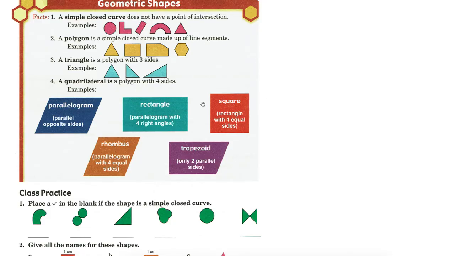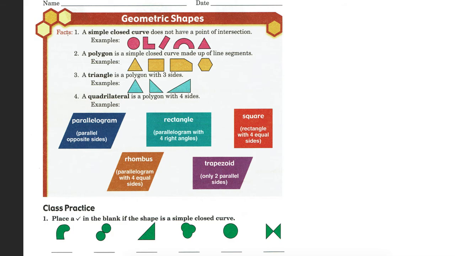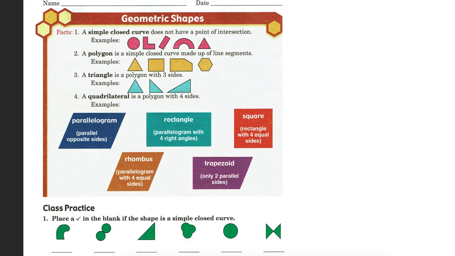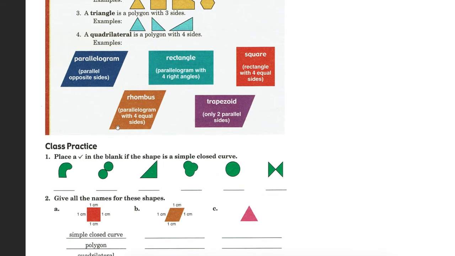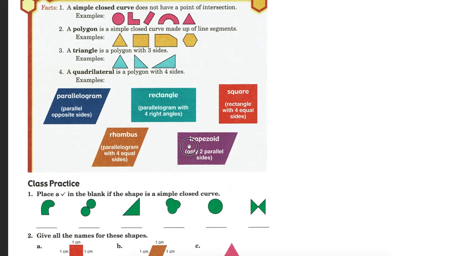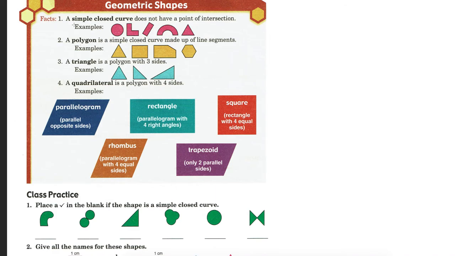Okay, let's look at our worksheets. Again, up here, if you need some quick reminders of what the shapes are called, you can look up here. It's a pretty good overview of everything we just learned. So let's look at problem number 1. It says place a check mark in the blank if the shape is a simple closed curve. If you remember, a simple closed curve does not have a point of intersection, meaning the shape can never cross itself.